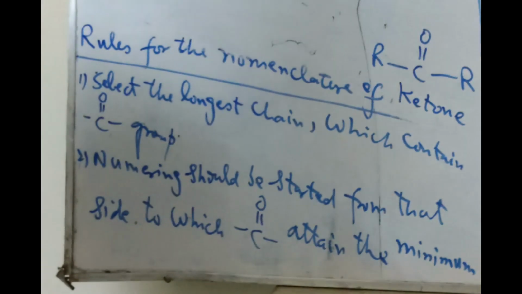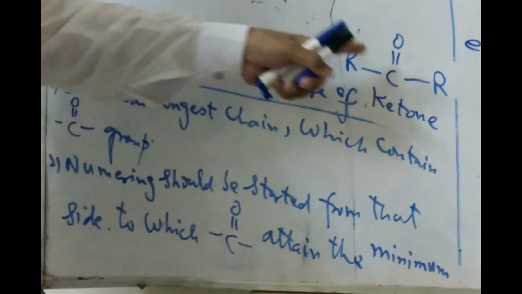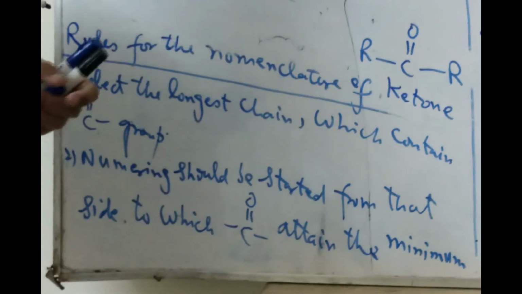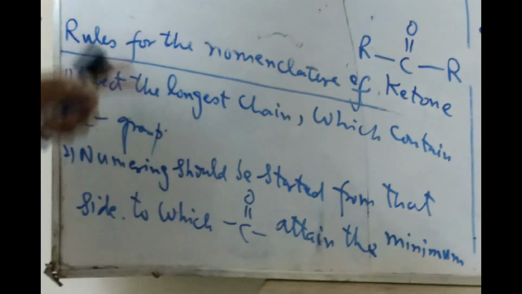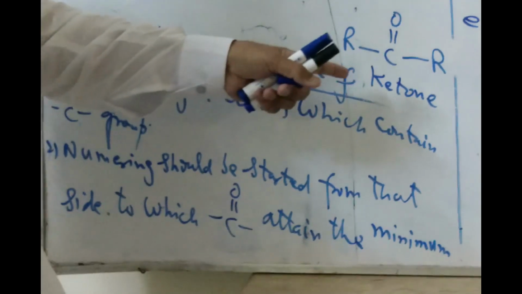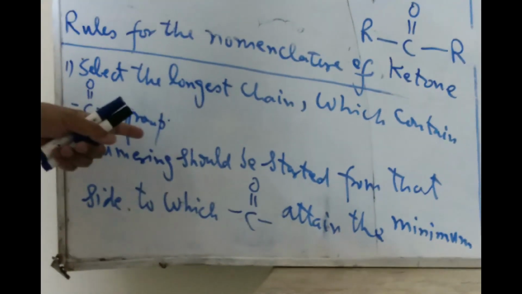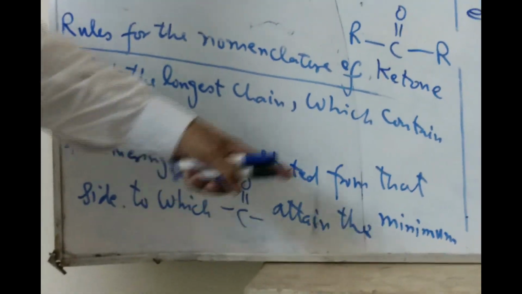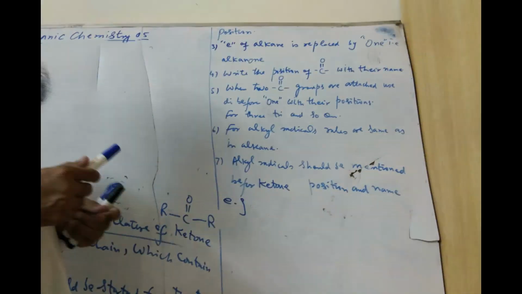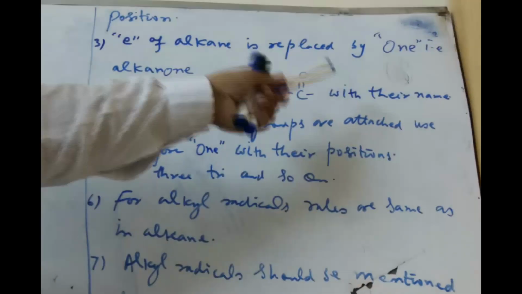The next functional group is the ketone. Basically in ketone, RCOR, the R is the alkyl radical. It may be methyl, ethyl, propyl, or anything. So the rules for the nomenclature of ketone. First, select the longest chain which contains the CO group. Numbering should be started from that side to which the CO attains the minimum position. E of alkane is replaced by ONE, that is alkanone. Write the position of CO with the name.